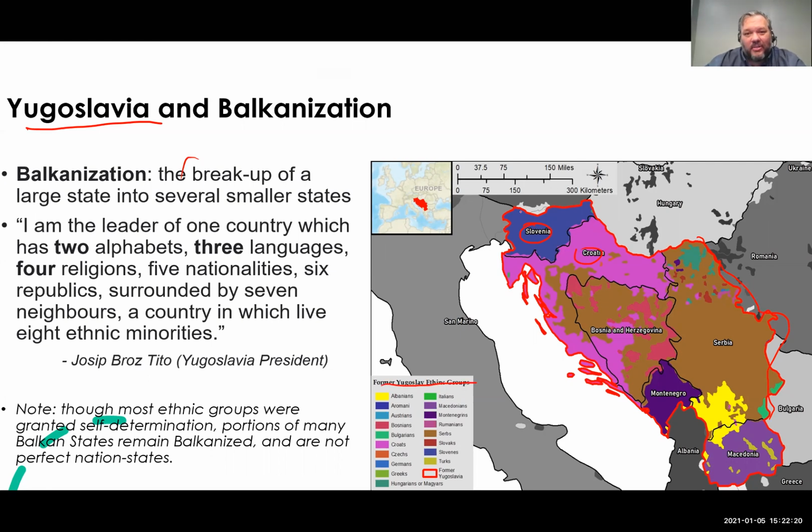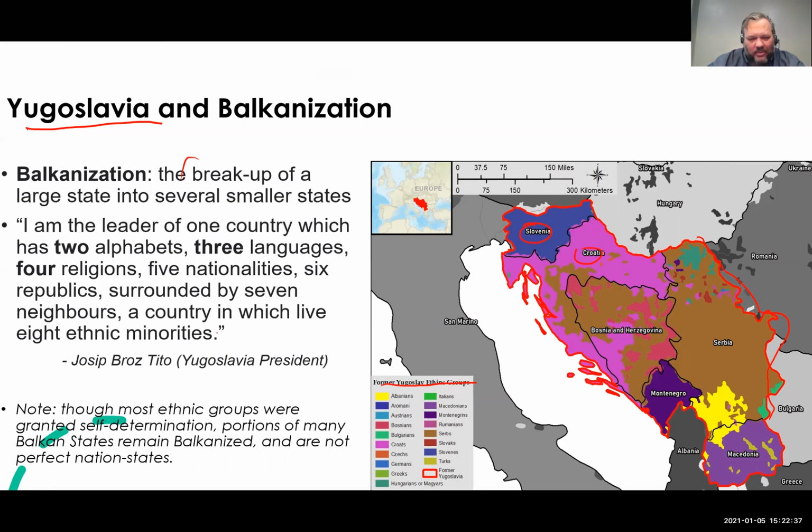Right? And so here you have Slovenians up here, Croatians here, Serbians here, kind of mixed in, and in Bosnia-Herzegovina, this area here, a lot of different ethnicities there. And so this was one big country, and so you can probably see the problem.